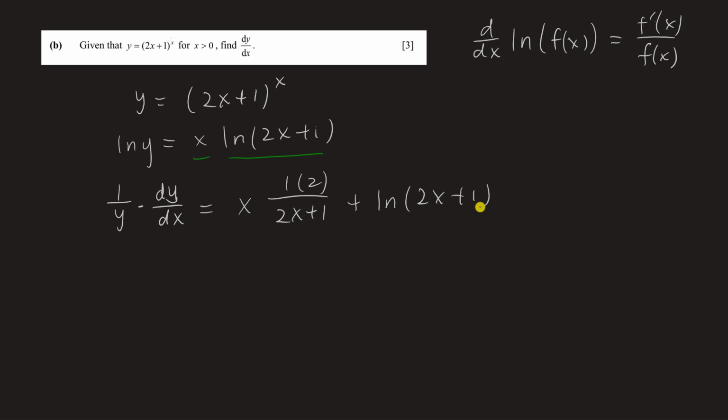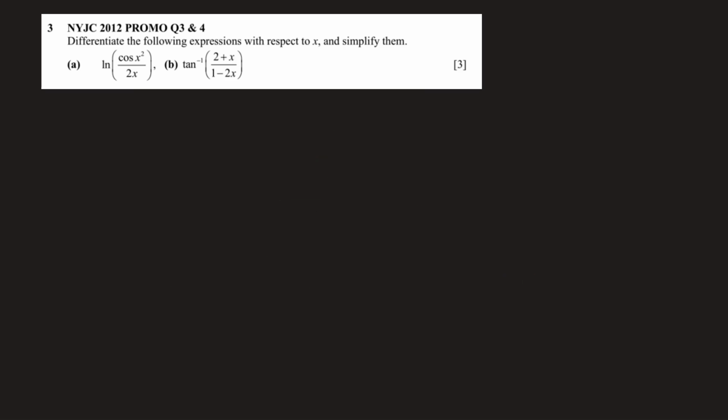So once again, make dy/dx the subject here. dy/dx would just be 2xy over 2x plus 1. I multiply both sides by y, by the way. And here I'll get y ln(2x plus 1). That's it.